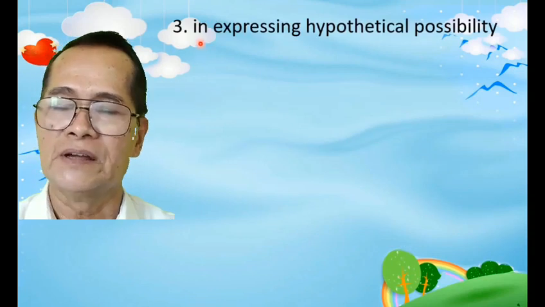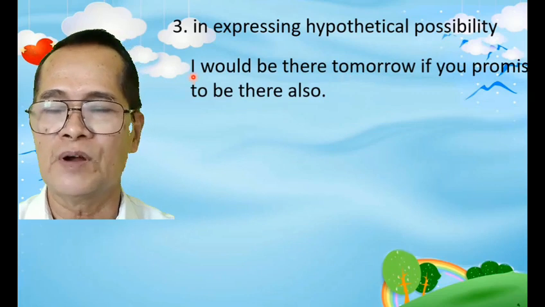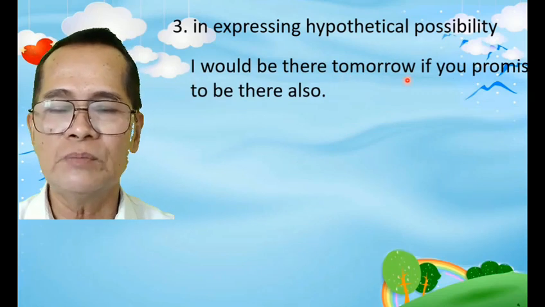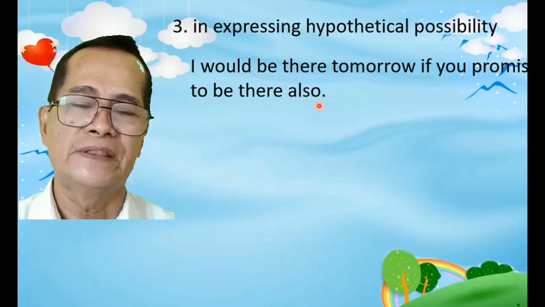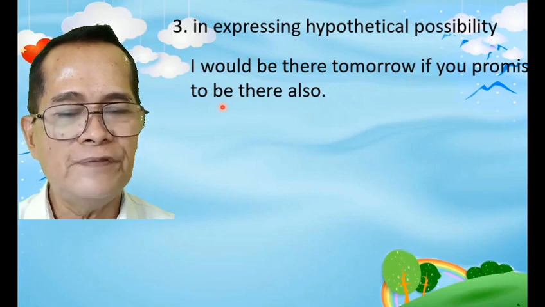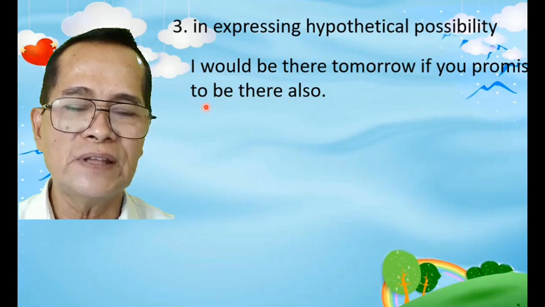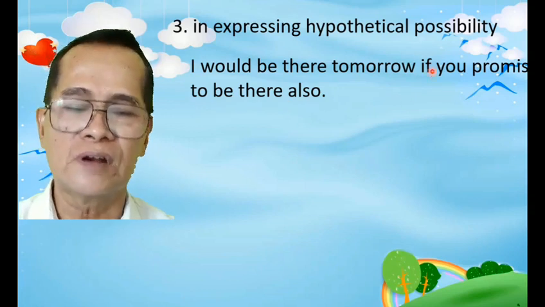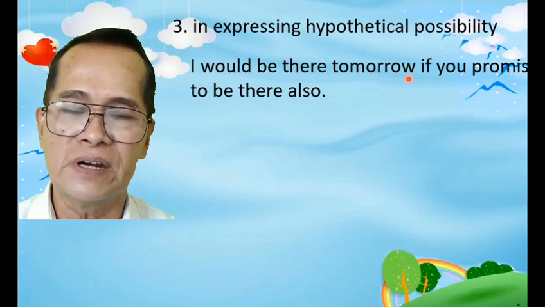Now, number three, in expressing hypothetical possibility. Example, I would be there tomorrow if you promise to be there also. Now, the hypothetical possibility here is this phrase, if you promise to be there also. Actually, ito ay tinatawag din natin na subordinate clause kasi idinugtong siya rito sa independent clause na I would be there tomorrow.